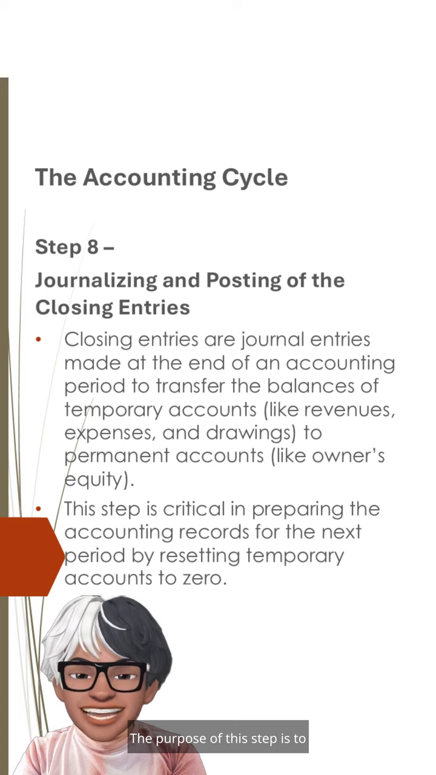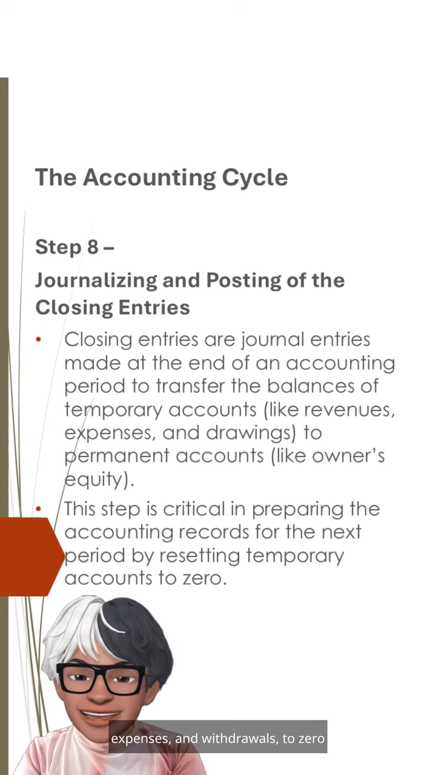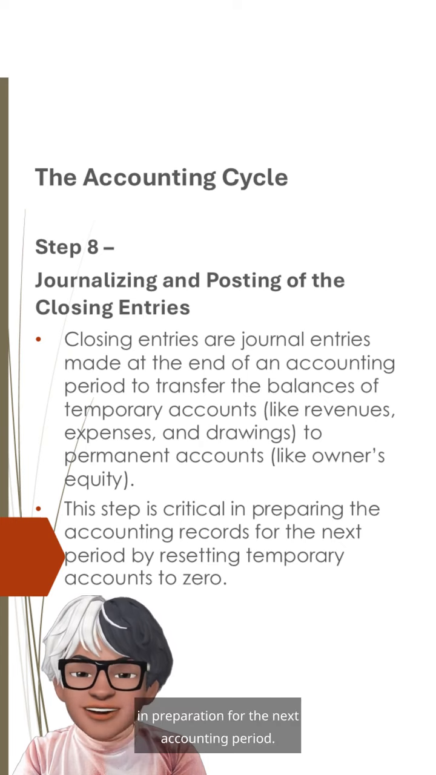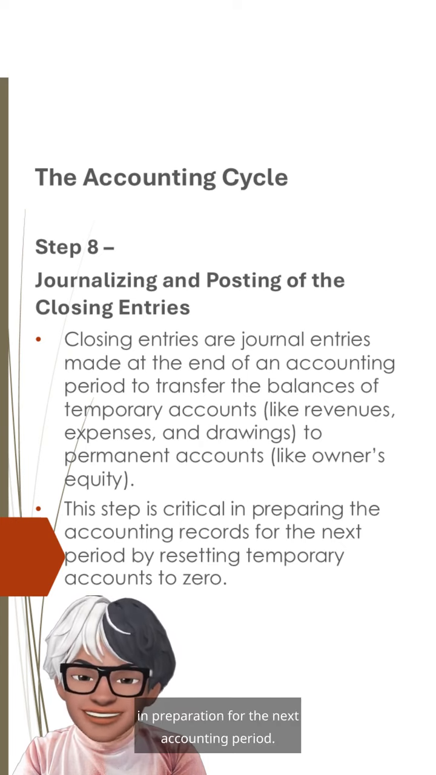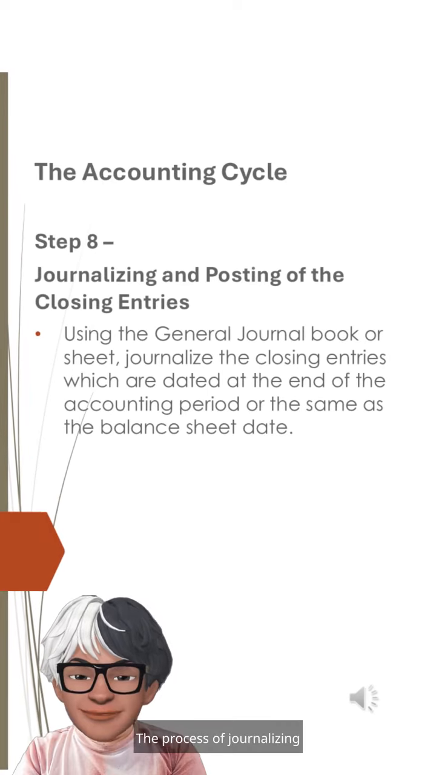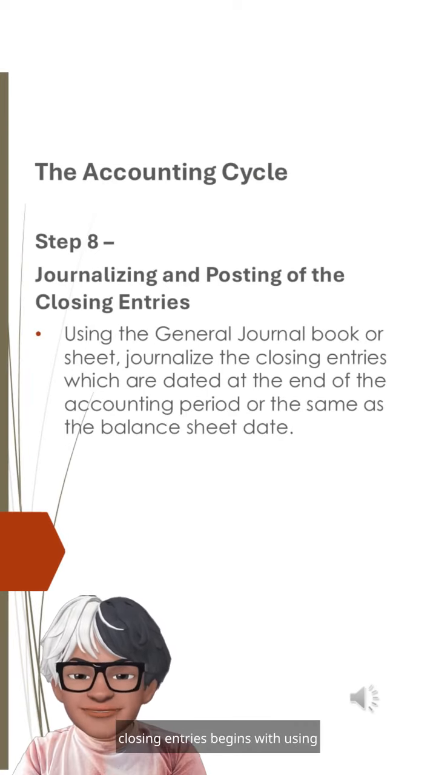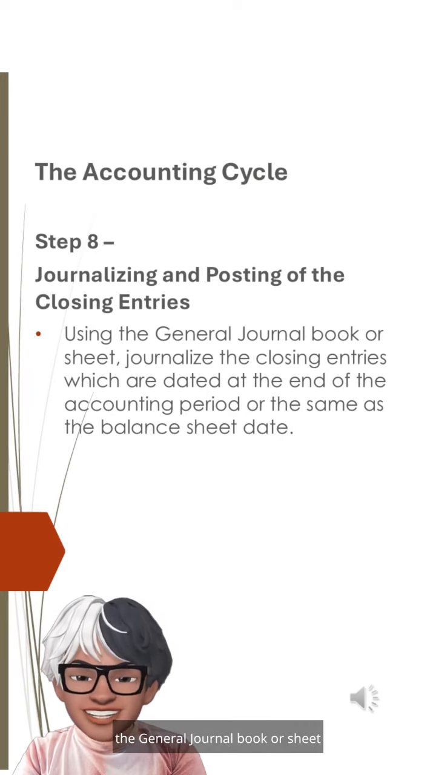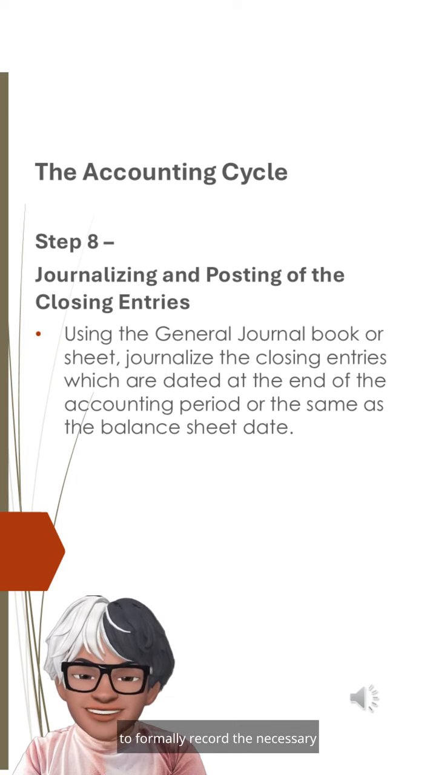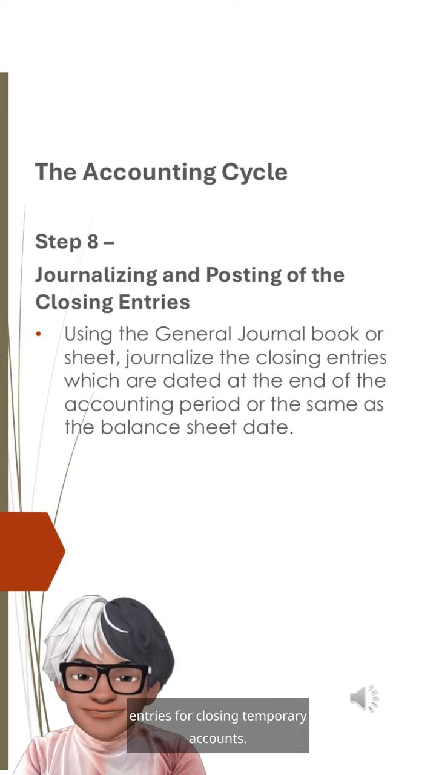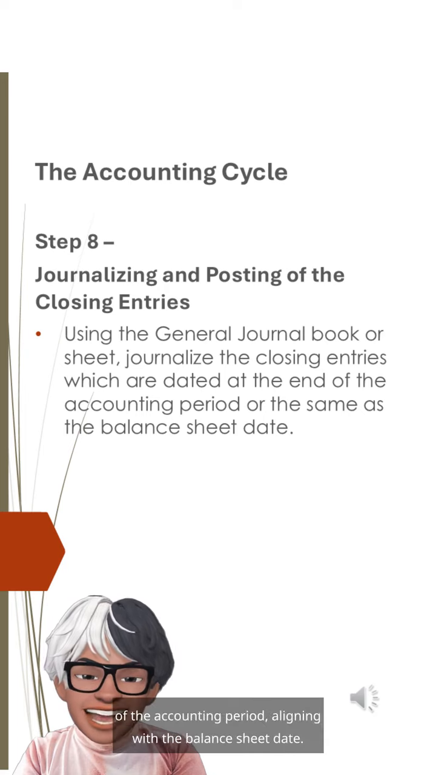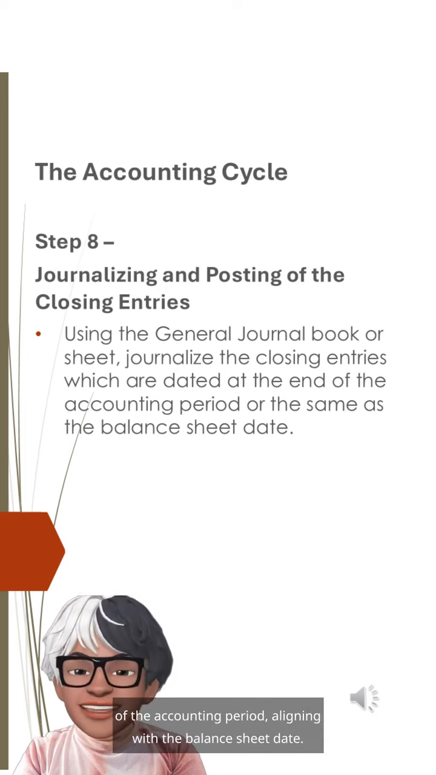The purpose of this step is to reset the balances of temporary accounts, such as revenues, expenses, and withdrawals, to zero in preparation for the next accounting period. The process of journalizing closing entries begins with using the General Journal Book worksheet to formally record the necessary entries for closing temporary accounts. These entries are dated at the end of the accounting period, aligning with the balance sheet date.